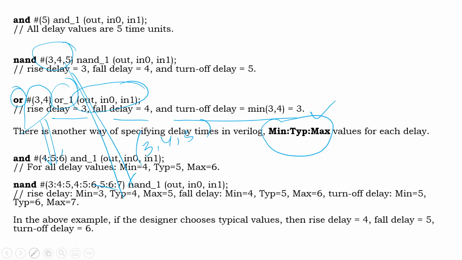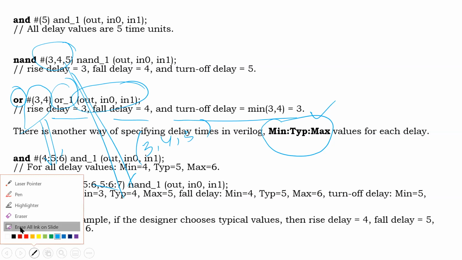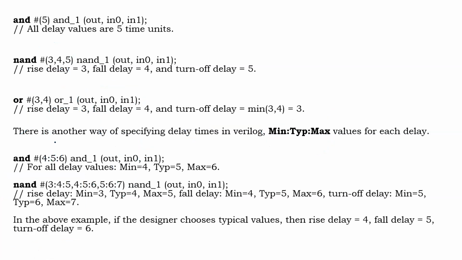For example, see here. The first statement, you can check it. This is an AND gate, and_1 is the instance name, with ports out, in0 and in1. And here the delay is specified: 4, 5, 6. But 4, 5, 6 are not separated with commas. They are separated with colons. It means rise time, fall time, and what is that one? Turn off delay. For all, they are equal.